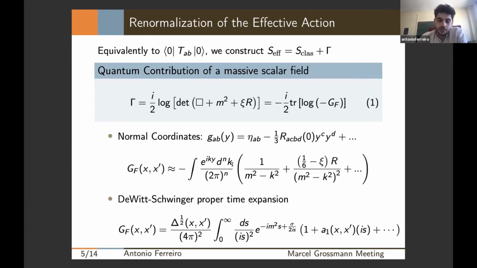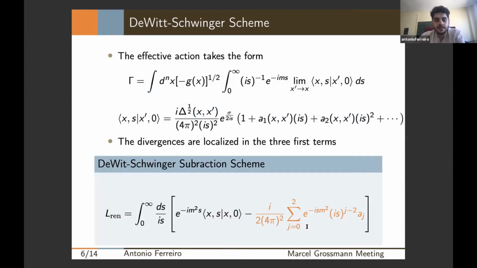Then what we can do is go to the Schwinger-DeWitt proper time expansion. It's just a change of variables. And then we can also isolate the divergences. In the case of the Feynman propagator, the divergences are isolated in the first term and also in the one I put there, plus the first coefficient a1, and then the second coefficient that comes from this expansion is already finite. So we have a method that isolates the divergences of the Feynman propagator. In the case of the effective action, it is the same, but we have additional divergences. So the second coefficient will also be necessary to isolate the divergences, but the next leading term is already finite.